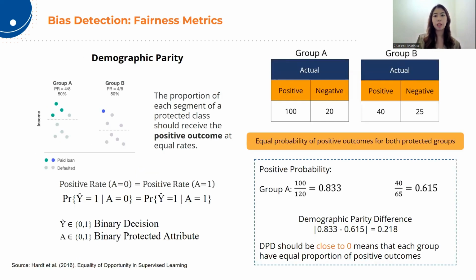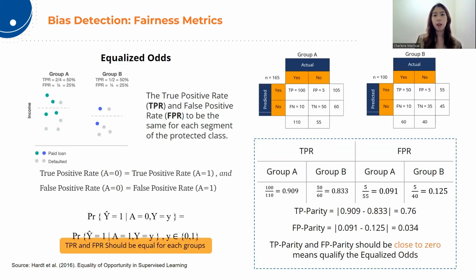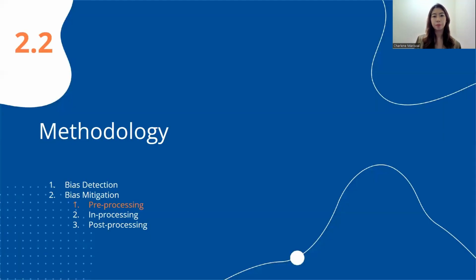First, demographic parity requires that each subgroup has the same probability of positive outcomes. Secondly, equalized odds measures the true positive rate and false positive rate between subgroups to assess significant differences in the treatment of different subgroups. Both of these fairness metric values are expected to be close to 0. A larger value indicates a higher level of disparity in outcomes, suggesting potential bias within the model.